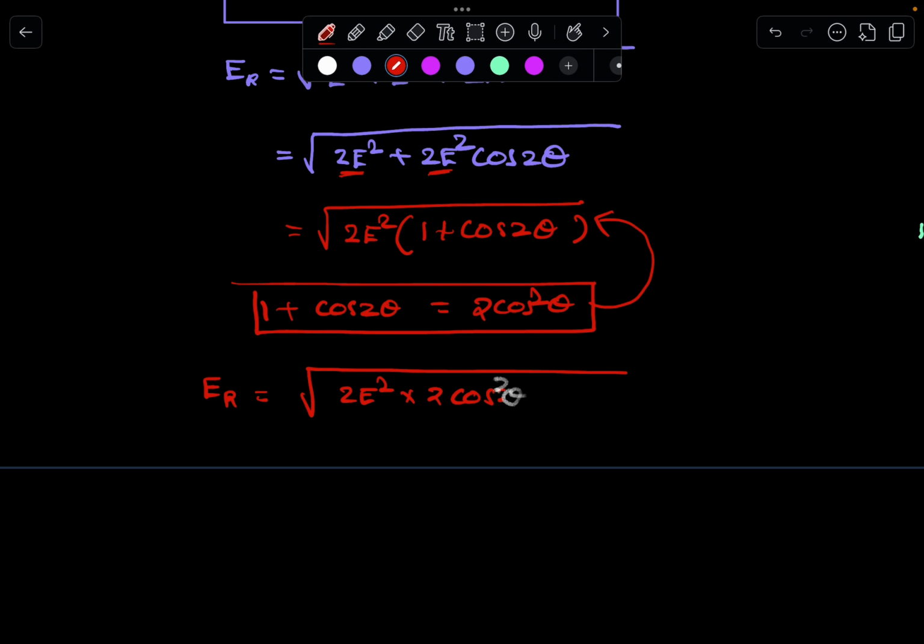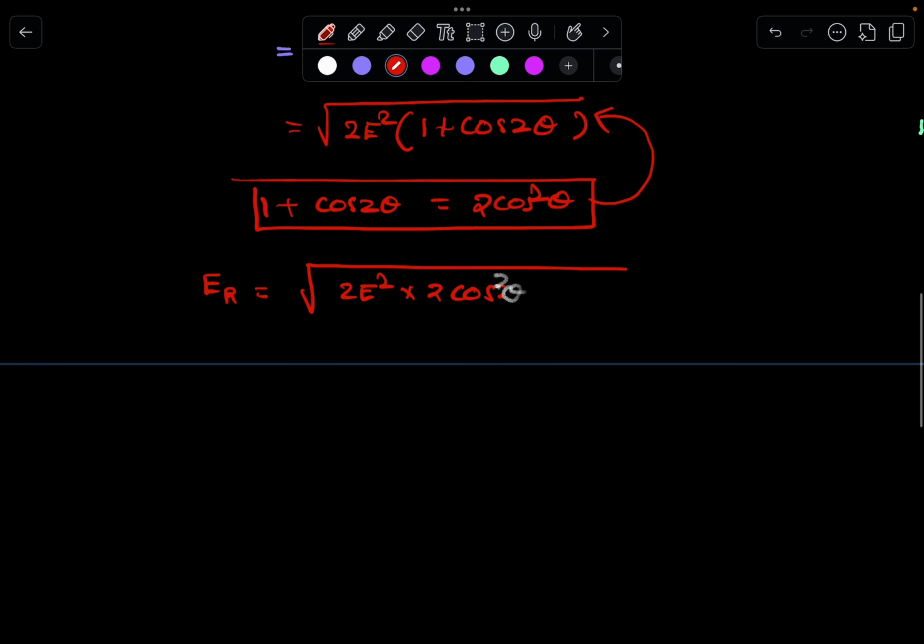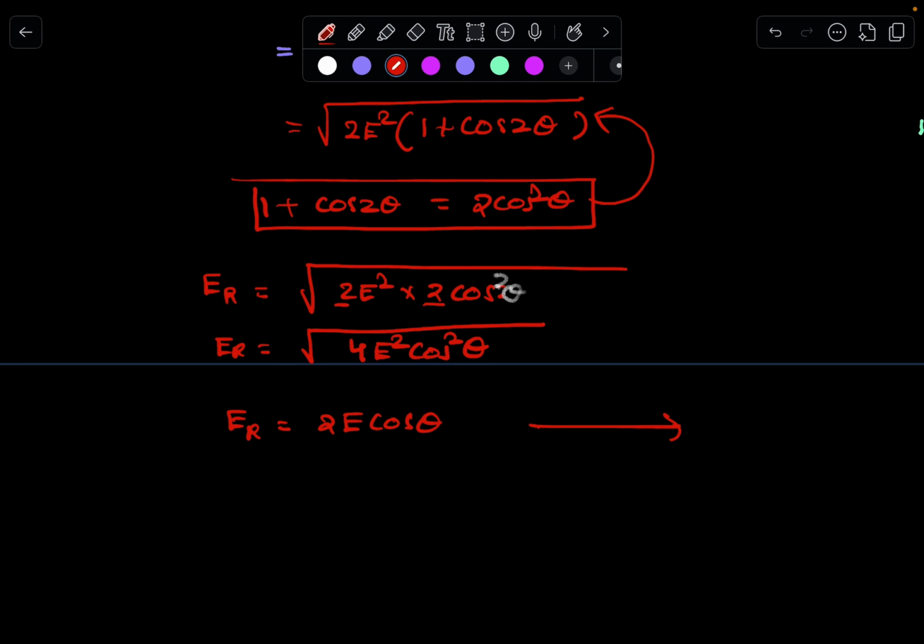Okay, so therefore 2 into 2, 4, right? So the resultant electric field is equal to under root 4 E square cos square theta. So I'm going to remove the square and root. Therefore, resultant electric field is equal to 2E cos theta. Okay, so let us assume this is equation number 3.